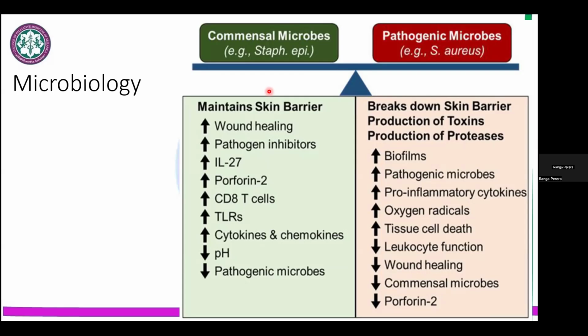So we need to find out whether the wound has pathogens or commensal organisms. Pathogenic organisms form biofilms, and pathogenic tissue radicals are being formed, and tissue wound healing becomes poor. All these things are caused by the pathogenic organisms.